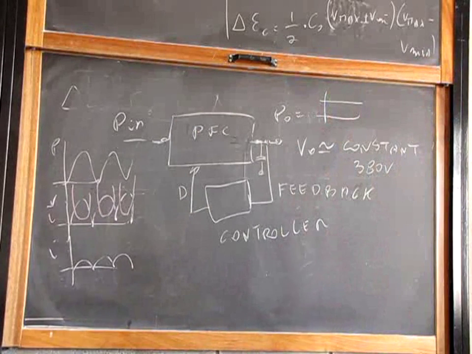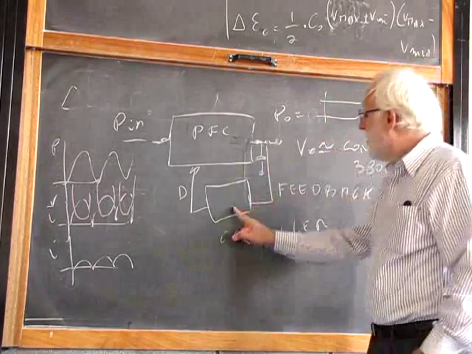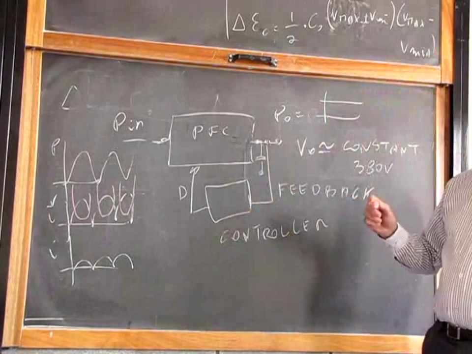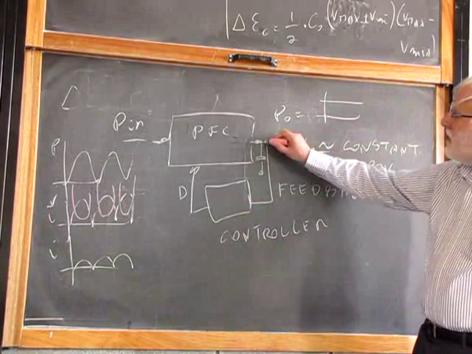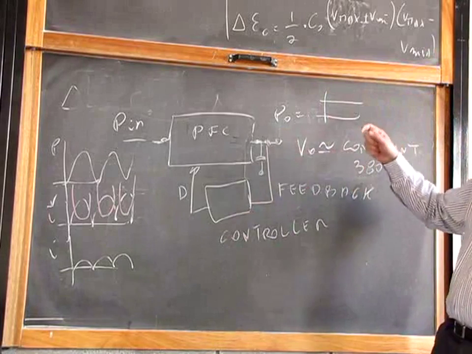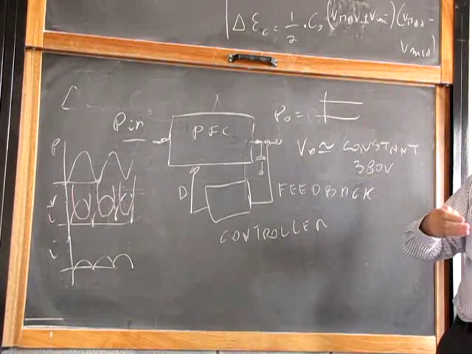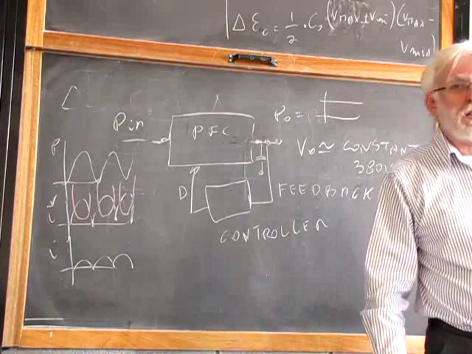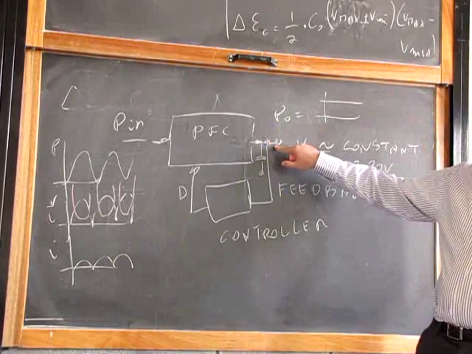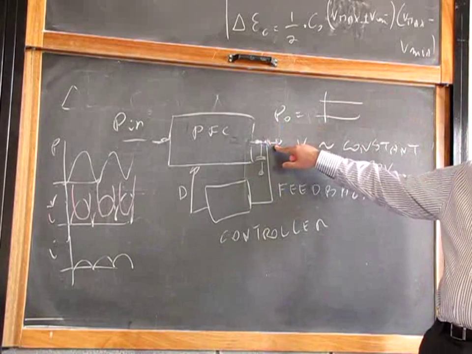So what does it mean? It means that my control circuit, my feedback system, must allow some output voltage ripple. That output voltage ripple, those 20 or 30 volts which we determined a moment ago, must be there. If there is no output voltage ripple, a PFC is not a PFC, it cannot work as a PFC.